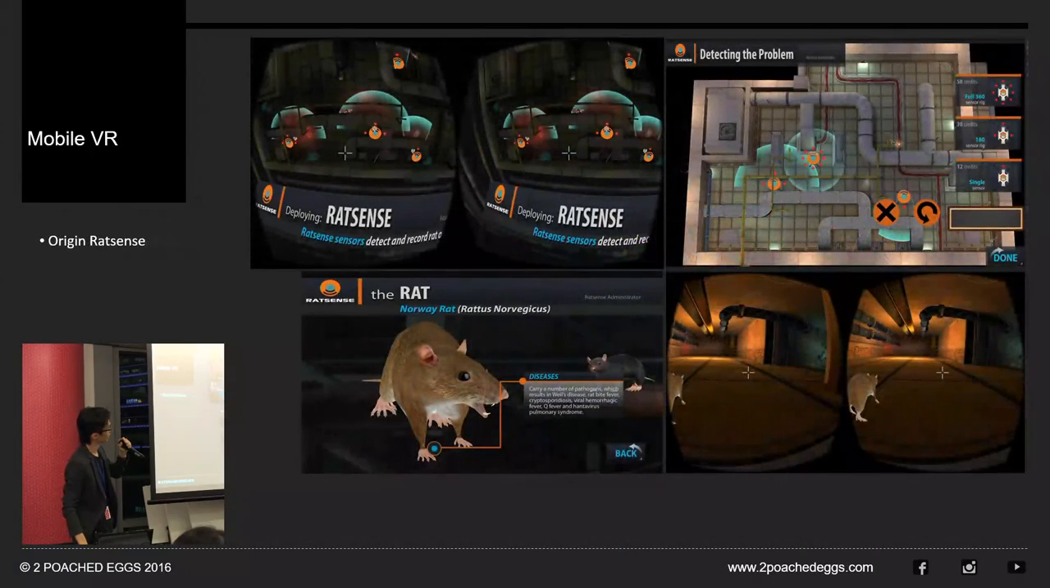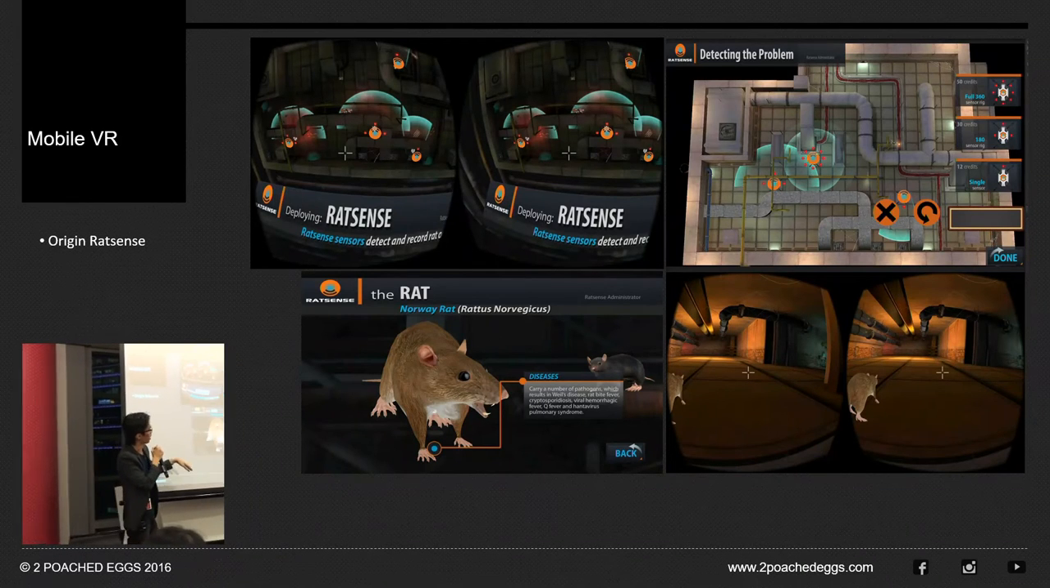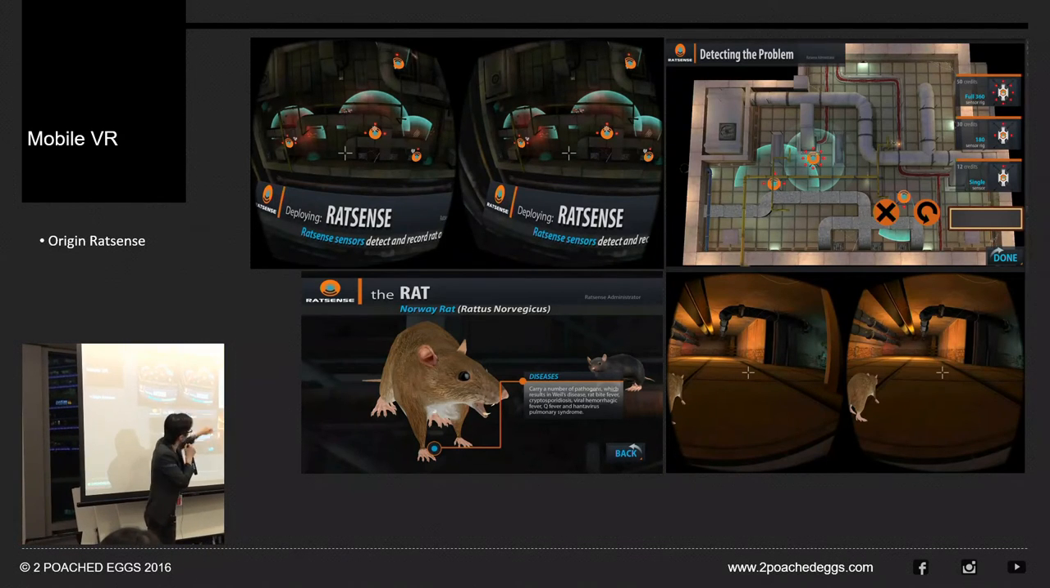Over here was a project that we did for a pest extermination company. Same strategy, we actually have 2 modes. A normal mode, where you can play without VR, and then when you're comfortable with the controls, you can enter a VR mode and put it on. So you can learn about what's so dangerous about rats, and then you can play a little tower defense-like game.